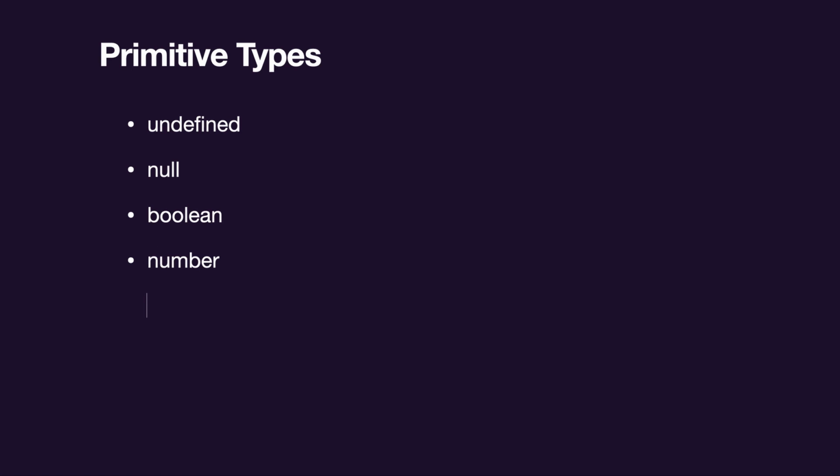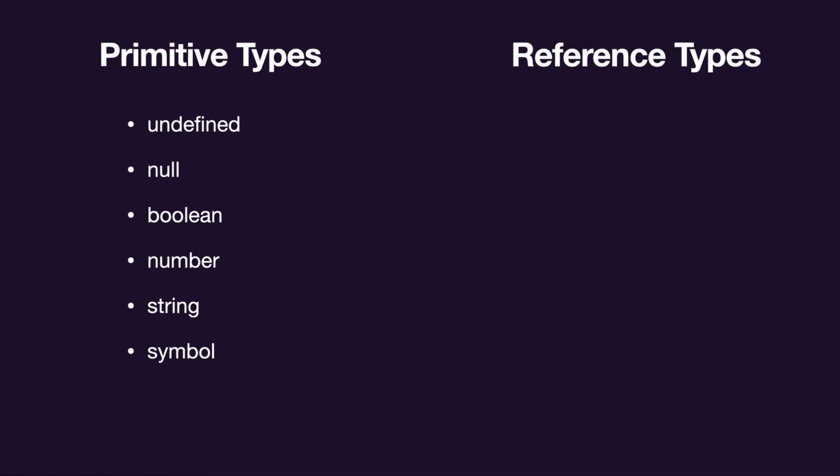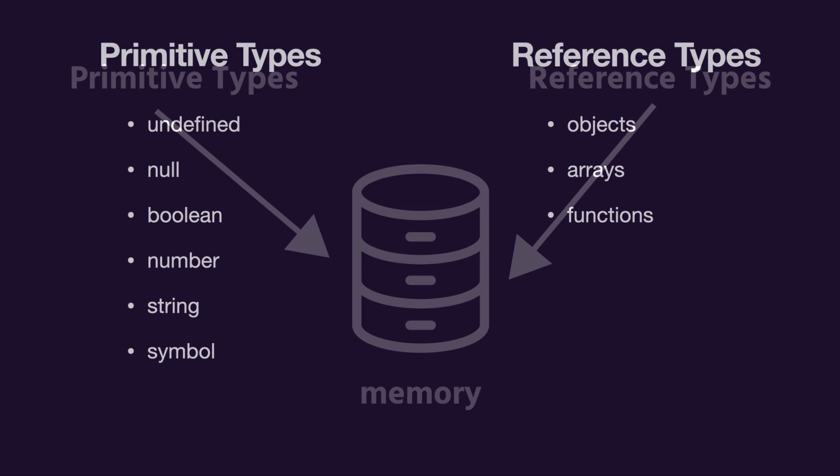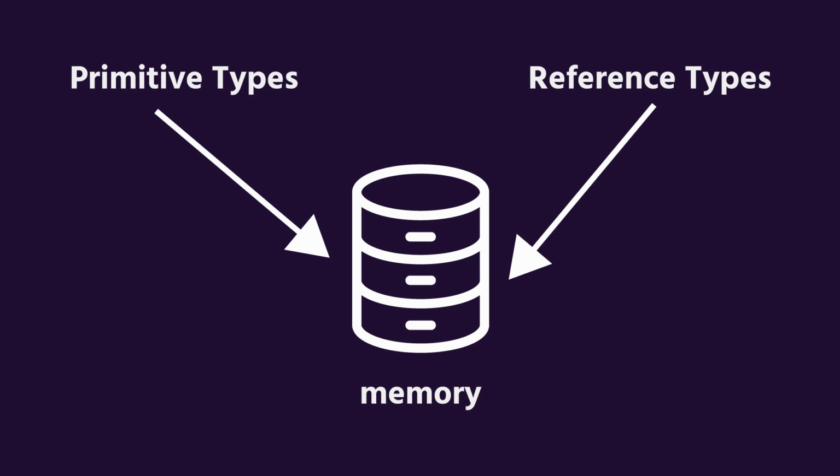There are six primitive types in JavaScript: undefined, null, boolean, number, string, and symbol. There are three reference types in JavaScript: objects, arrays, and functions. How primitive types and reference types are stored in the memory is the basis of how they are different from each other. Let's look at a few examples and try to understand how they utilize memory differently.